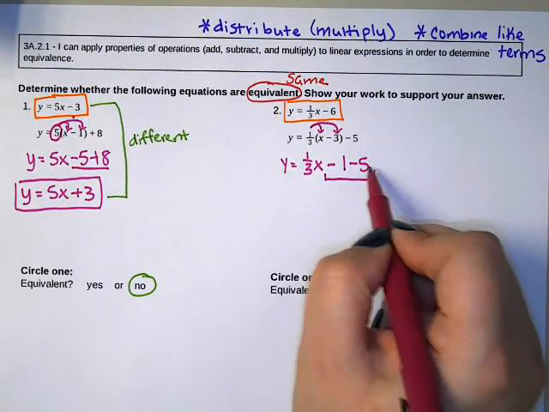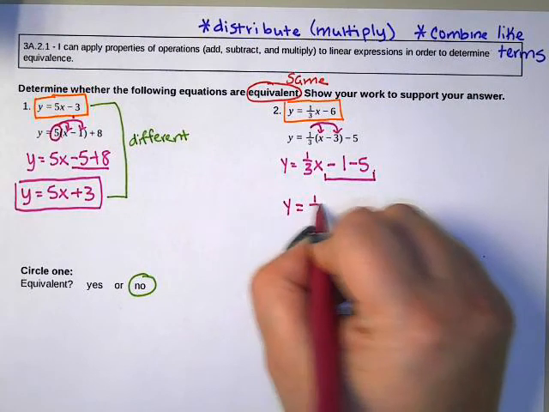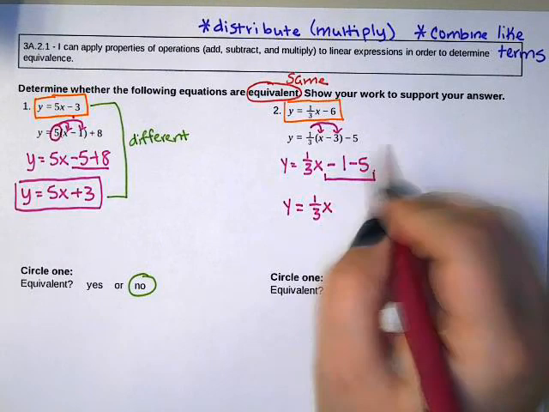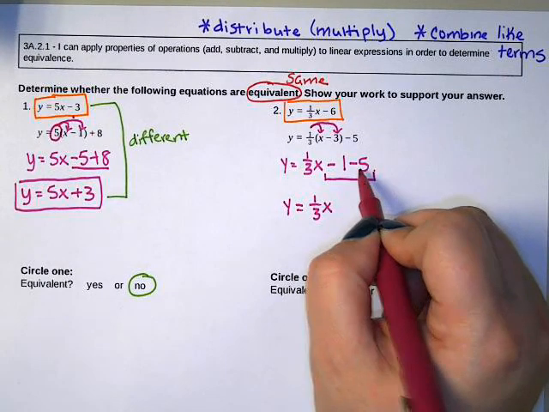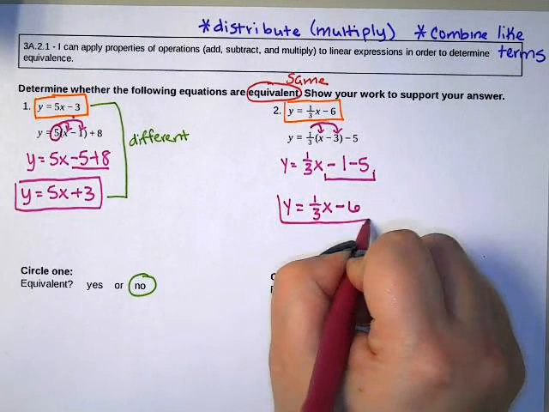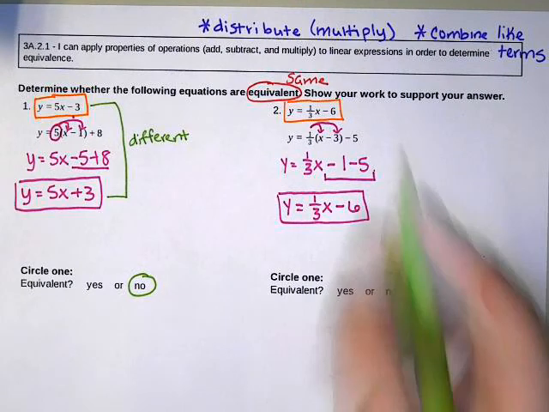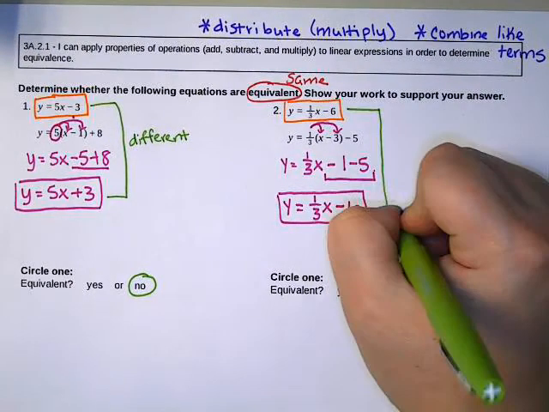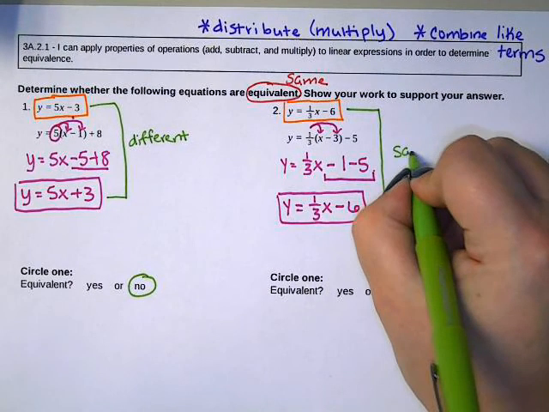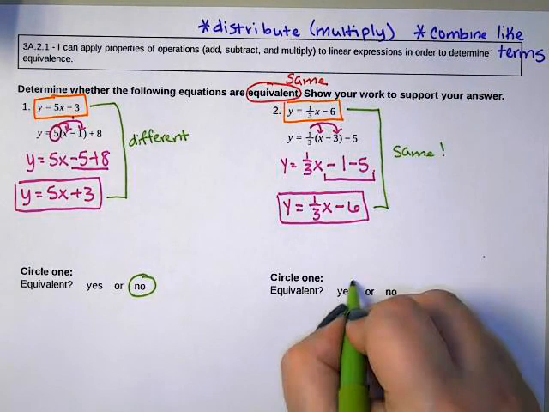Now I'm going to go ahead and combine like terms. Since these are both just numbers, I can put them together. So I get y = 1/3 x, and then negative 1 minus 5 is actually negative 6. So now I'm done simplifying this equation. So when I look at these two, they are the same, which means when I'm asked, are they equivalent, the answer is yes.